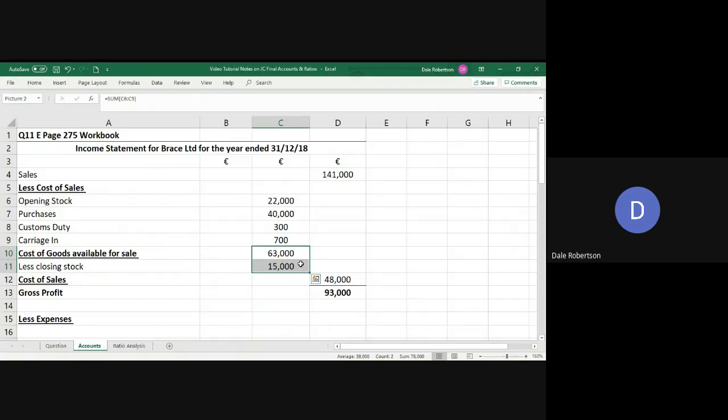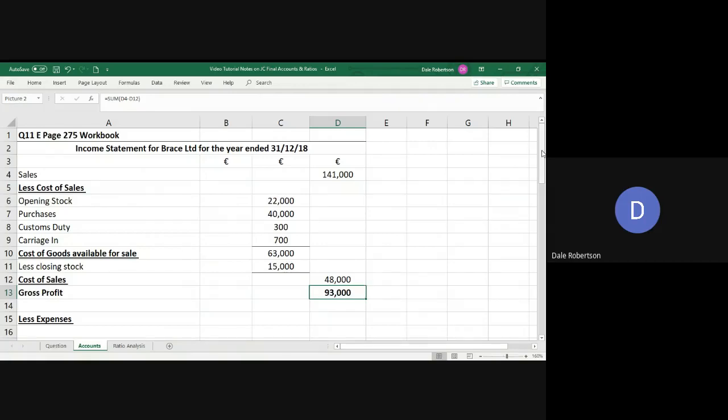That is stock which we have at the end of the year, which we did not sell. So you take that away, and that gives you your cost of sales, and then you directly take your cost of sales away from your sales number, and you're going to get a gross profit of €93,000 for Brace Limited. And that's step number 1 completed.